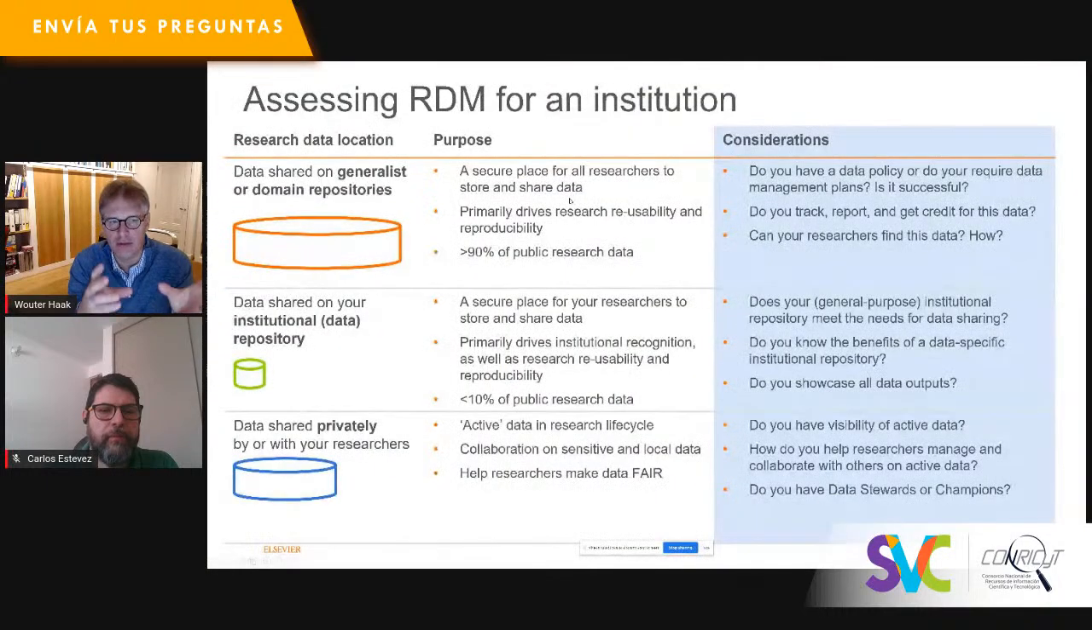The easiest way to start managing your data is actually the first bucket. I should maybe flip back to that screen just to complete that answer. The easiest bucket is maybe the top bucket. It is data shared on generalist or domain repositories. The nice thing about that is that your researchers are already sharing data in a good way. It's already shared on subject or domain repositories or generalist repositories. The only thing you need to do is to track this.